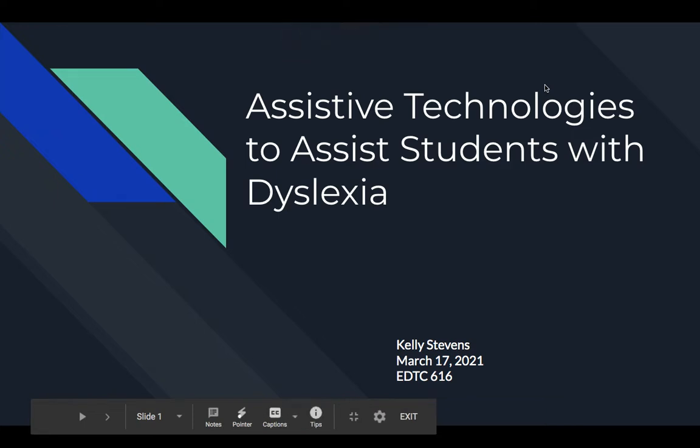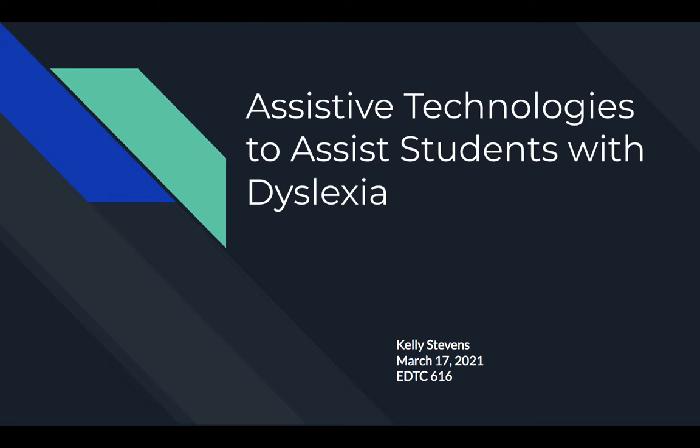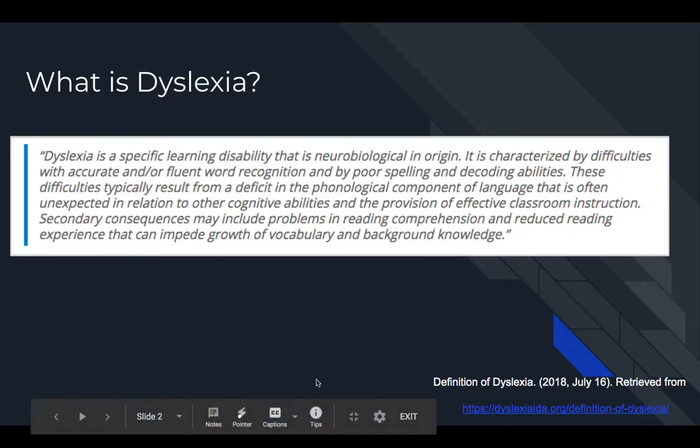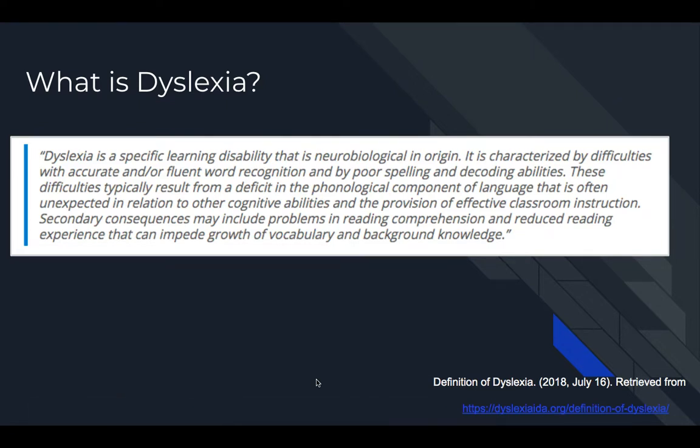This presentation will be outlining assistive technologies to assist students with dyslexia. The definition of dyslexia states that dyslexia is a specific learning disability that is neurobiological in origin. It is characterized by difficulties with accurate and/or fluent word recognition and by poor spelling and decoding abilities.